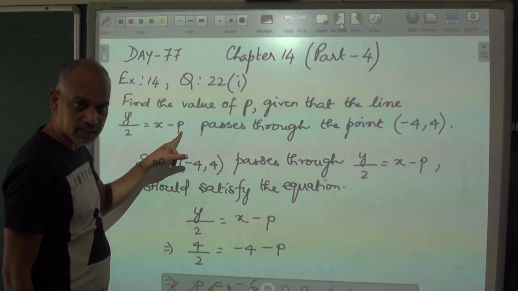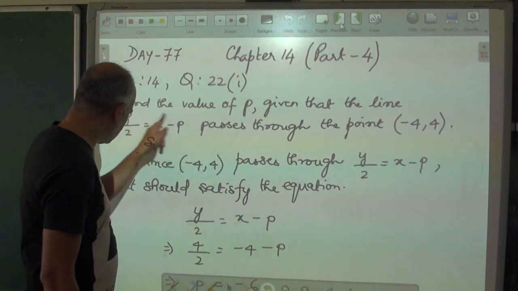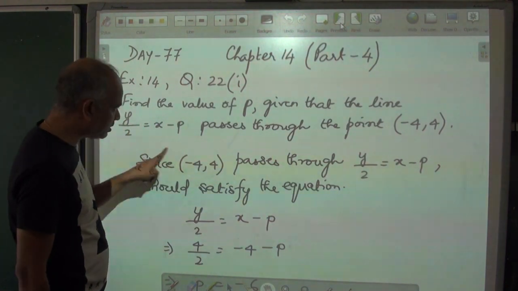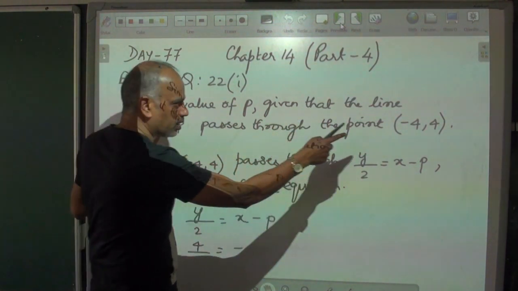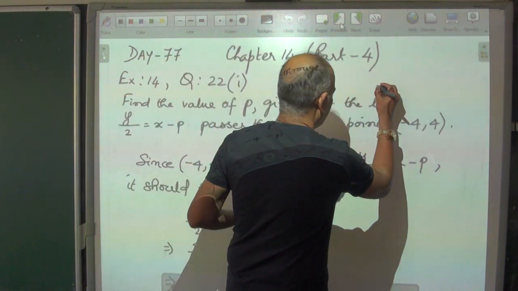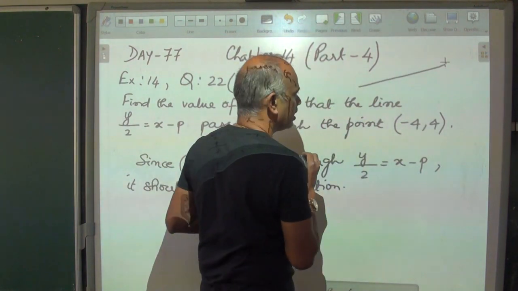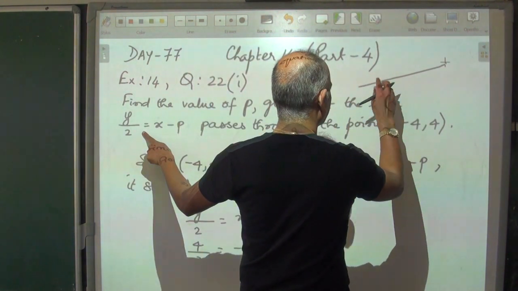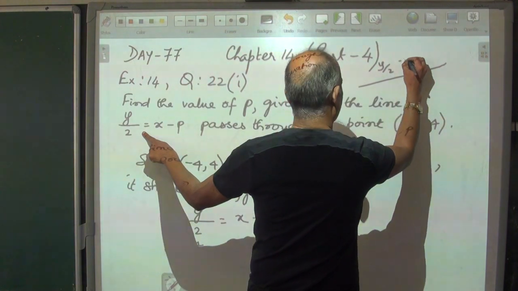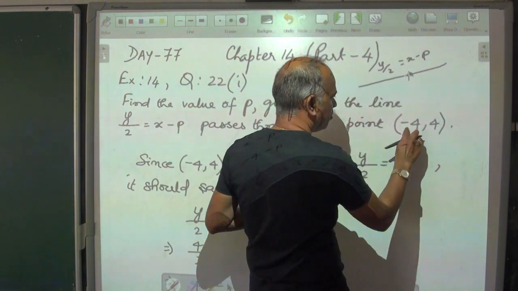The unknown p is here in the equation. It says given that this line, whose equation is known, passes through the point minus 4, 4. Say imagine this is the line. This line's equation is known, y by 2 is equal to x minus p, and this line passes through the point minus 4, 4.